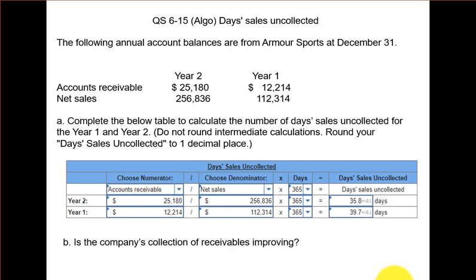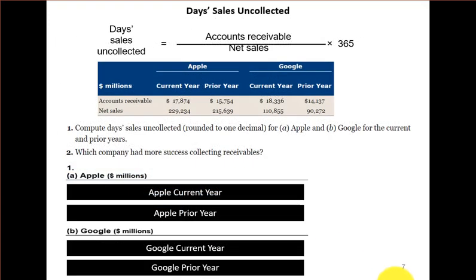All right, let's see what else we got. So is the company's collection of receivables improving? Yes or no? The answer should be yes. Let's take a look at another one here.